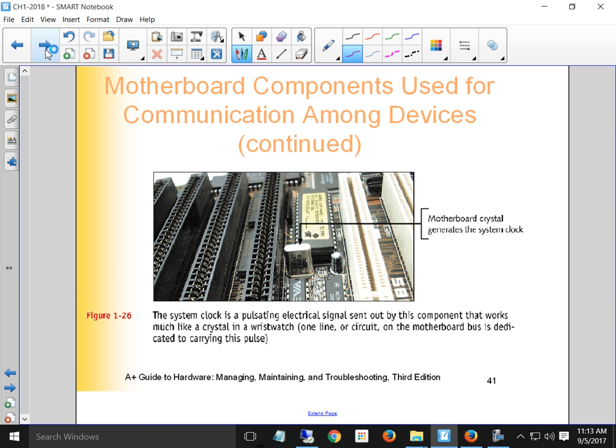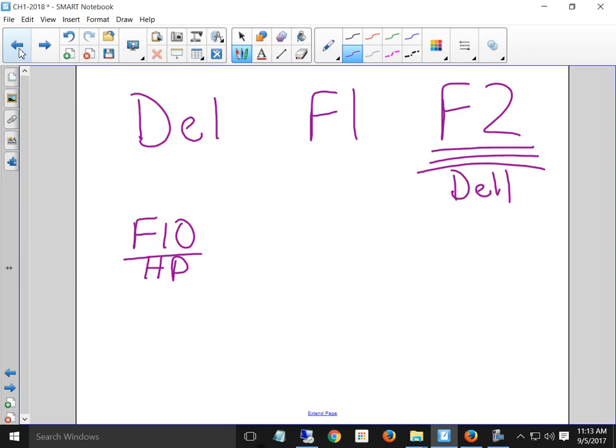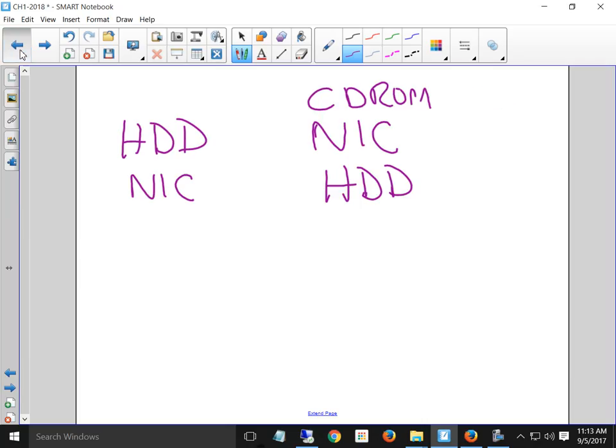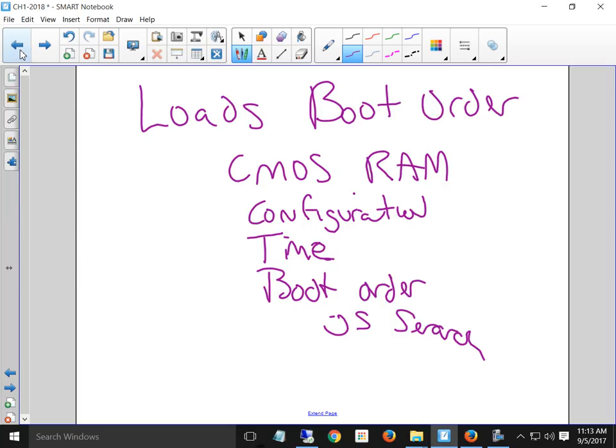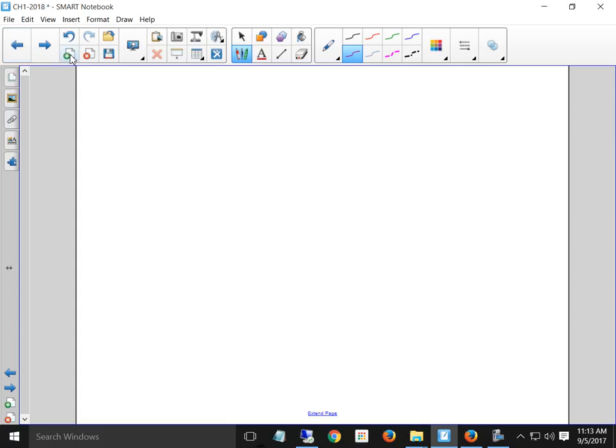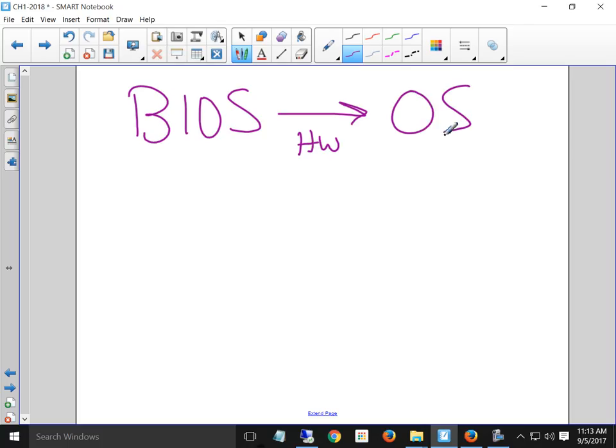Okay, so I didn't finish my boot order. Okay, so next thing it does is look for the boot order, and then BIOS basically hands all that hardware inventory off to whatever the operating system is. It says, it's your computer now. Here's what I found. Good luck. Okay? And then the operating system tries to load that hardware.